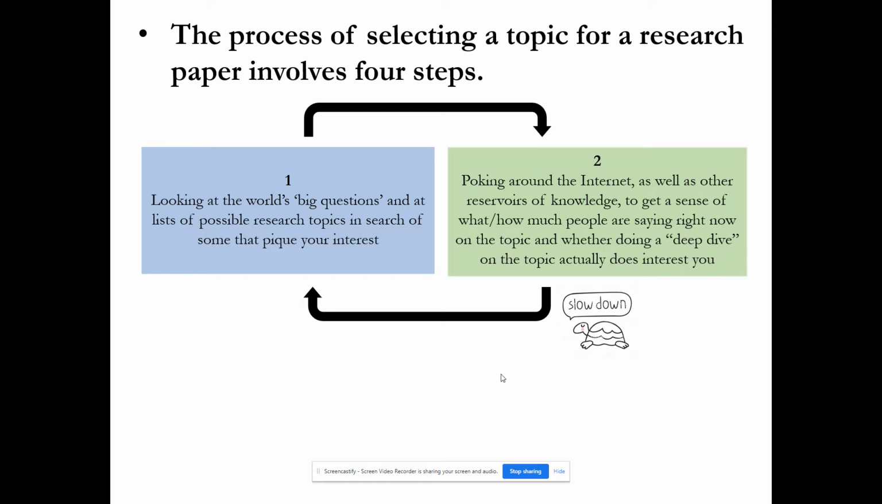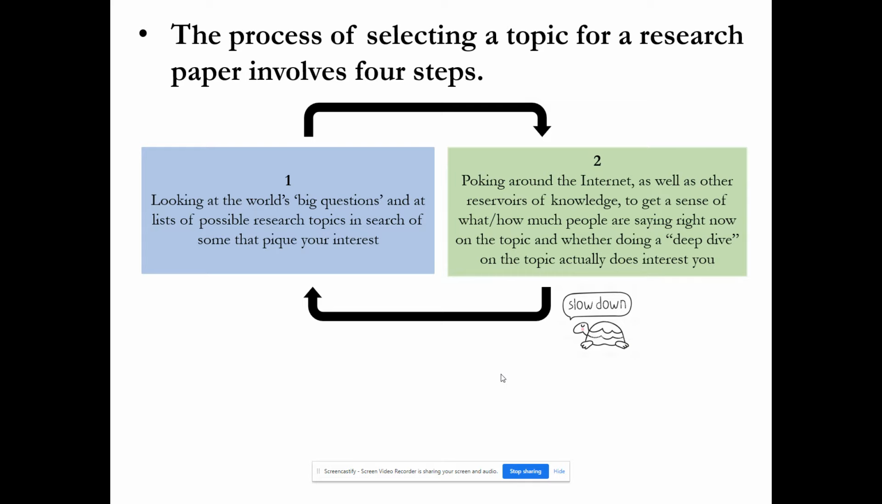And then once you've done that, right, once you've gone through that process, you could either move on or you might need to go back, right? Let's say that you go through that process and you realize, actually, this topic isn't really that interesting to me. It's not something I want to spend a lot of time on. I'm not that passionate about it. Then go back, do step 1 again, right? Find something else. Choose another topic from those lists or from the world's big questions that you might find something else that you might want to look at.